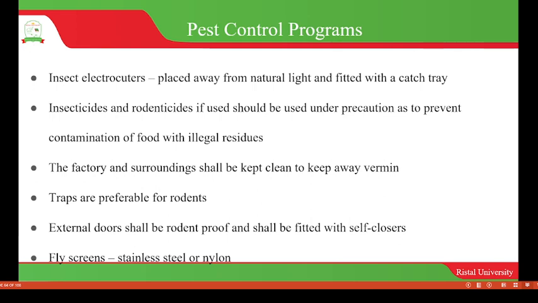Then we should ensure that the factory and the surroundings are kept clean to keep away vermin and pests. We can use traps for rodents. External doors shall be rodent proof and fitted with a self closer so that it prevents the entrance of rodents or pests. Then we have to use fly screens which are made of stainless steel or nylon.